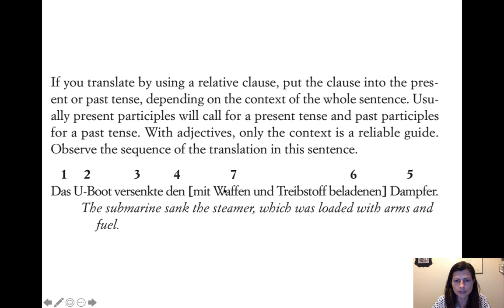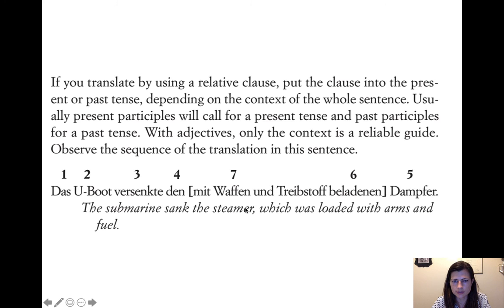And then mit Waffen und Treibstoff beladen, and then the extra en is just an adjective ending. So which was loaded with arms and fuel. So with arms, meaning weapons, with weapons, and fuel loaded. So beladen means loaded. So we're going to say Dampfer, we've translated as number 5. And then this part with the which was, that is, you have to add that in. That's not in there already, right? So that's added in out of nowhere. And then loaded. So number 6 that we translated is loaded.